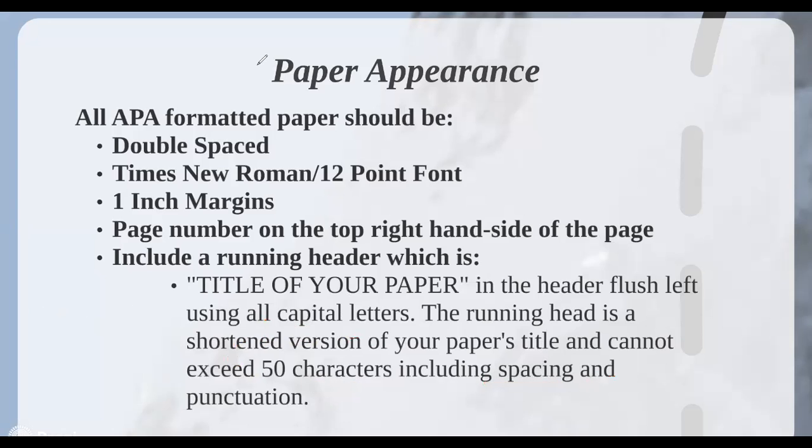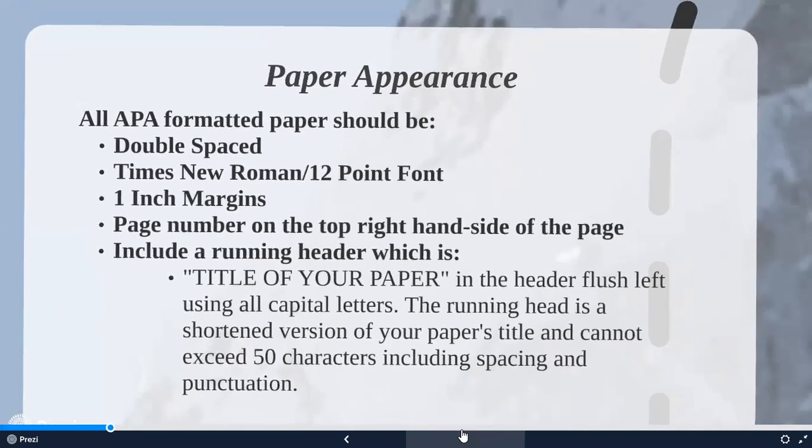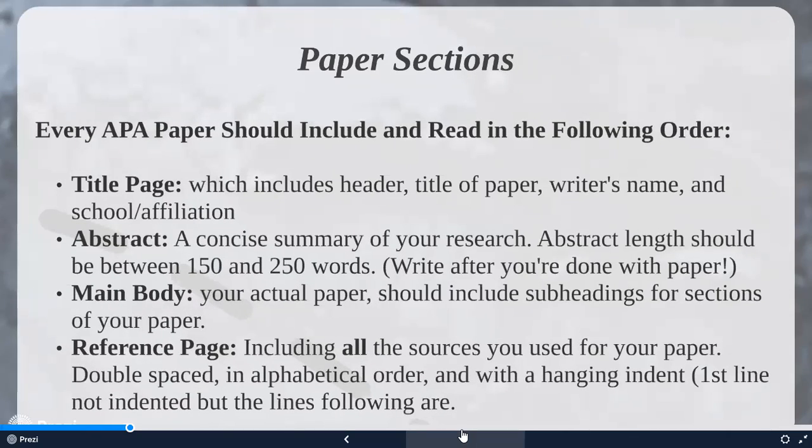Okay, moving on. So when it comes to our paper sections, every paper in the APA should include and read the following order. So first, our title page. So your title page should include your header, title of the paper, writer's name, and school.